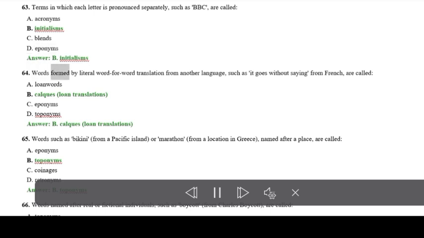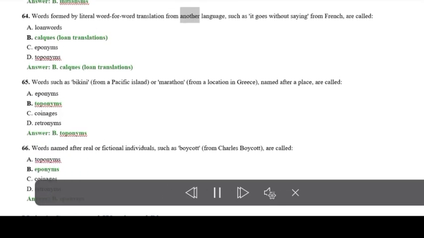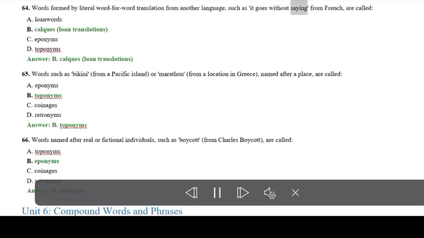64. Words formed by literal word-for-word translation from another language, such as it goes without saying from French, are called A. Loanwords. B. Calques, loan translations. C. Eponyms. D. Toponyms. Answer, B. Calques, loan translations.